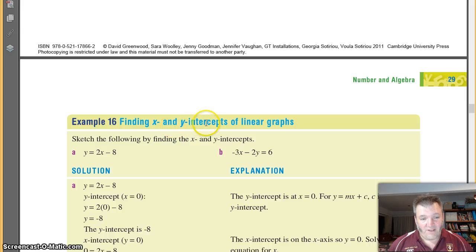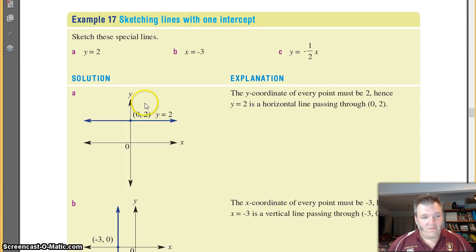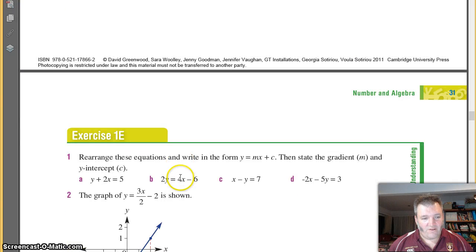Anything else exciting in this exercise? Well, if you want to find the x and y intercepts, we've already talked about that. The x-intercept is at y equals 0, and for the y-intercept, look at x equals 0. Then you go ahead and solve. Vertical and horizontal lines, we've covered those.